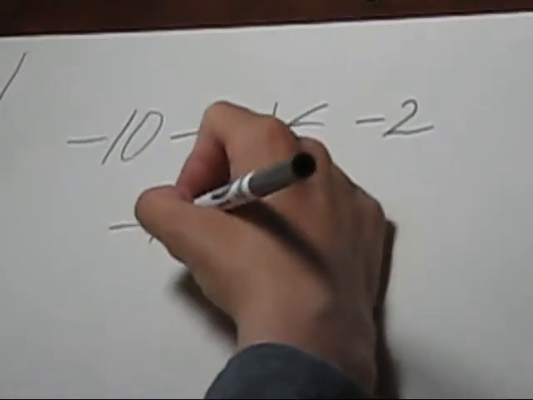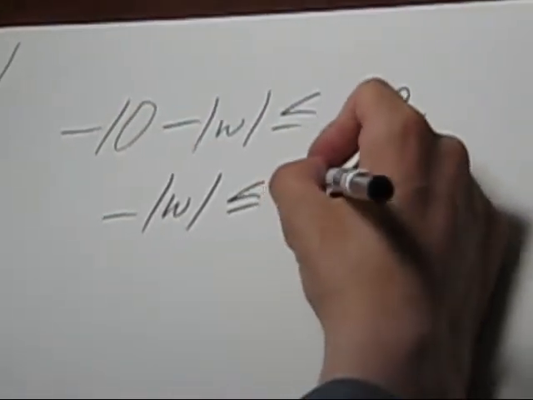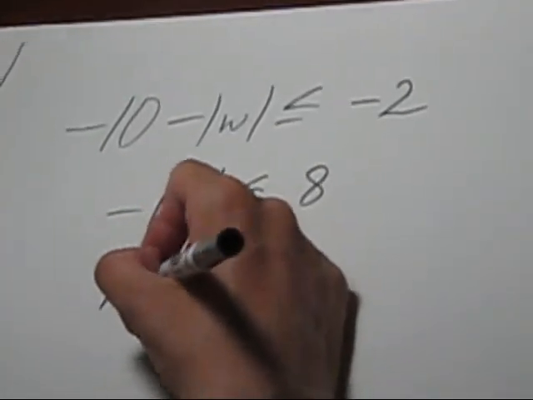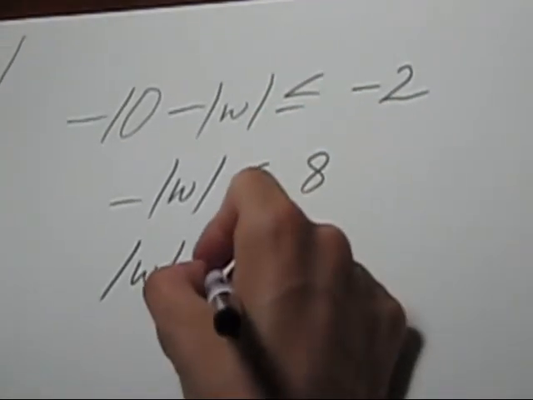Okay, let's isolate our absolute value. Add 10 to both sides. And multiply both sides by -1 or divide by -1, whichever way you want to think of it. We've got to switch our direction of inequality.